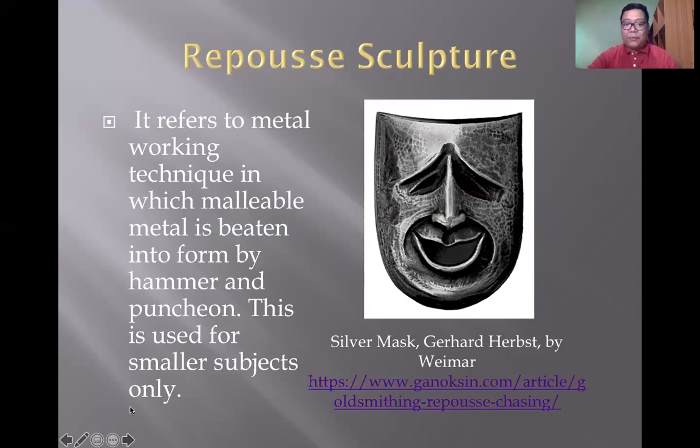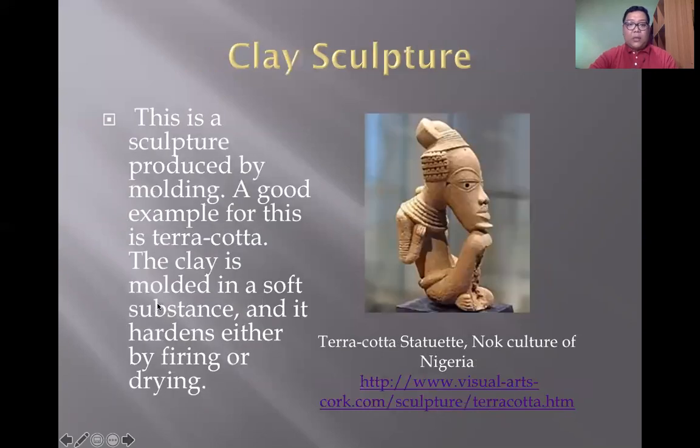So one good example for this is the Silver Mask by Gerard Herbst. And then we also have the clay sculpture. This is a sculpture produced by molding, of course. The use of terracotta is the most common one. The clay is molded in a soft substance and it hardens either by firing or drying. So terracotta could be a glazed or unglazed fired clay.